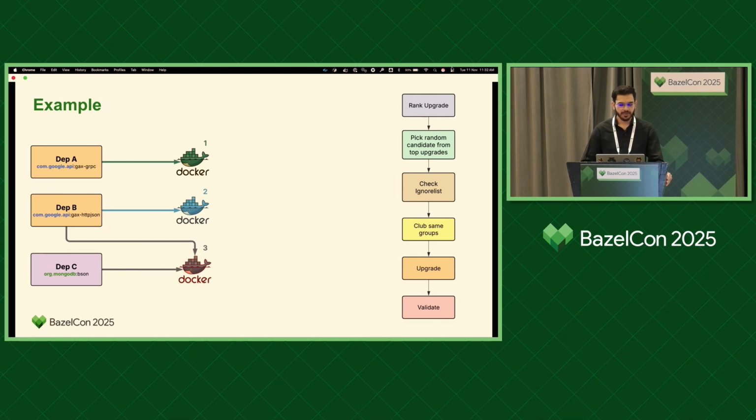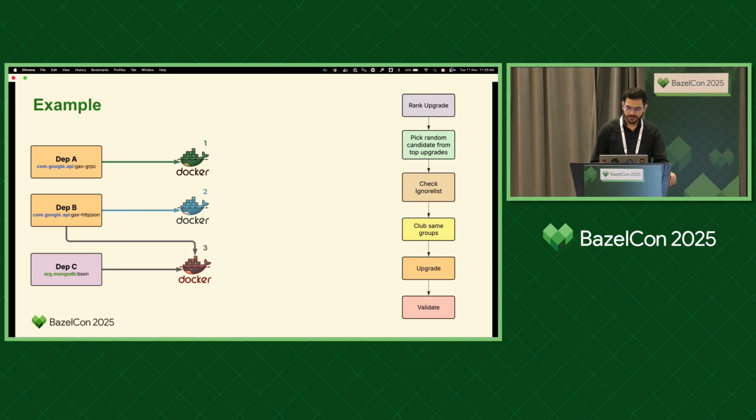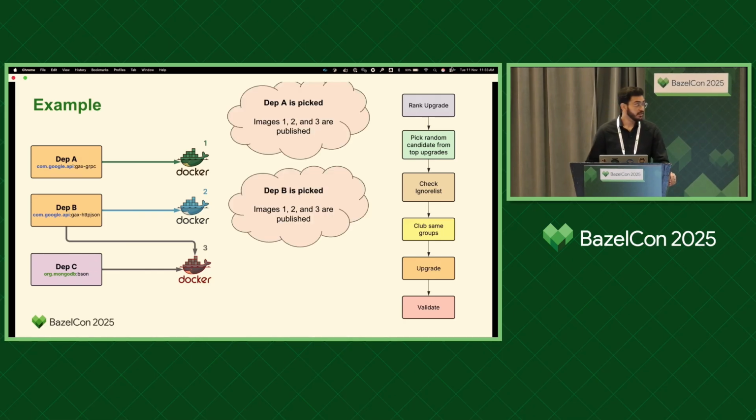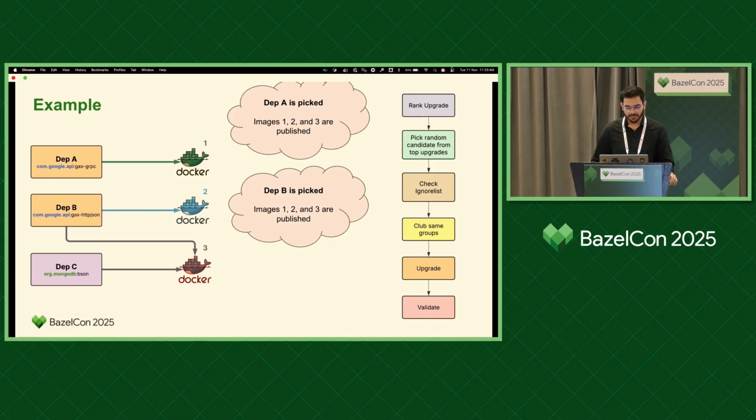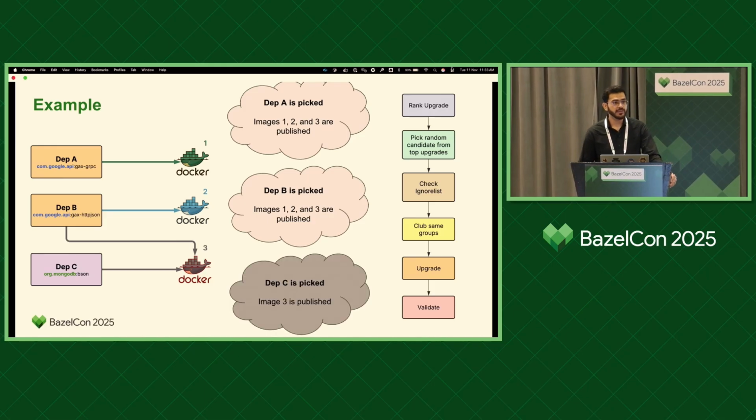Let's say automation has picked dependency A or dependency B to be upgraded. In that case, given that they are from the same group and the target version of their upgrades is also the same, they will be eventually clubbed into the same group, and as a result, they will be upgraded together. So it won't matter if dependency automation is picking A or B to be upgraded, because they will be upgraded together. All of the images are impacted by these dependencies, and they will be published. But let's say now instead of A and B, dependency automation picks dependency C to be upgraded. In that case, there is only one impacted image which will be published, that is image 3.